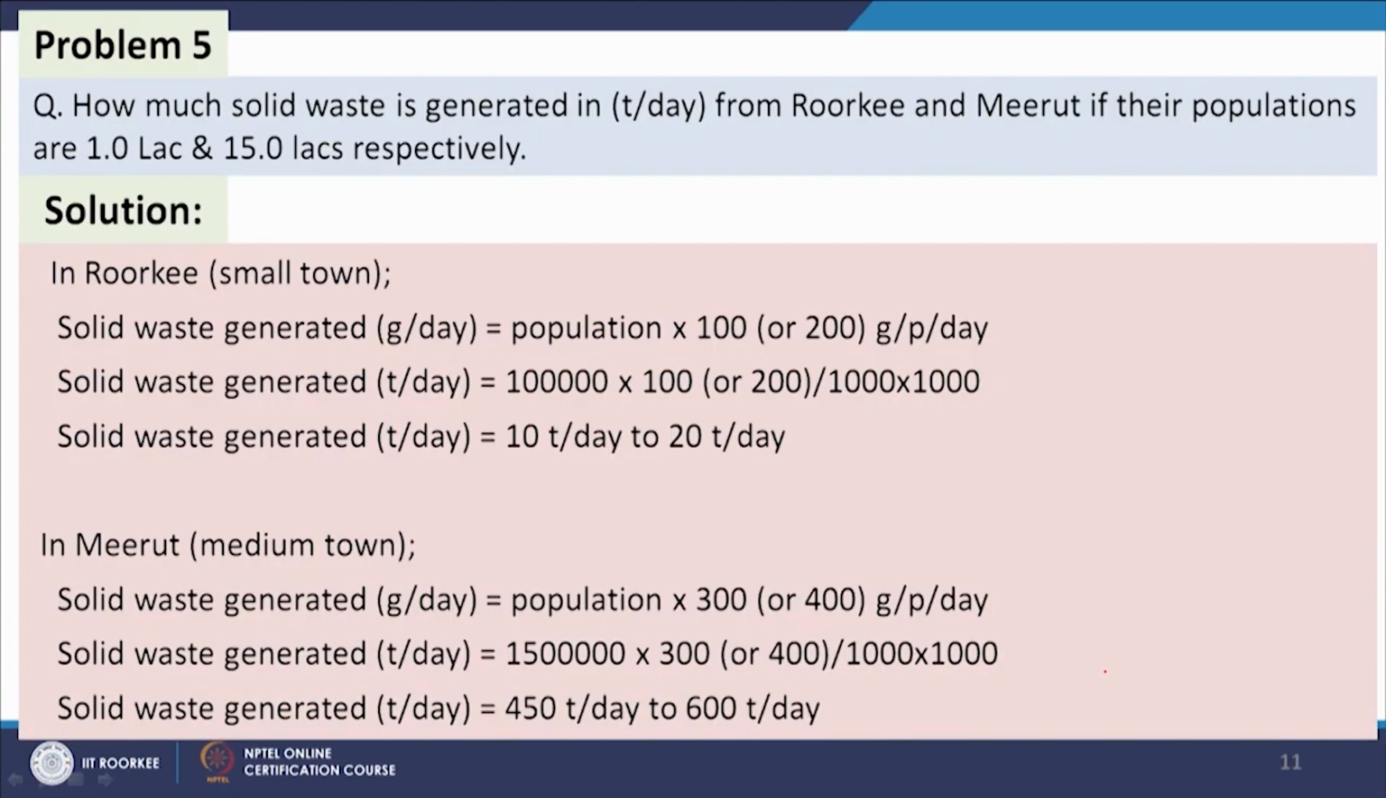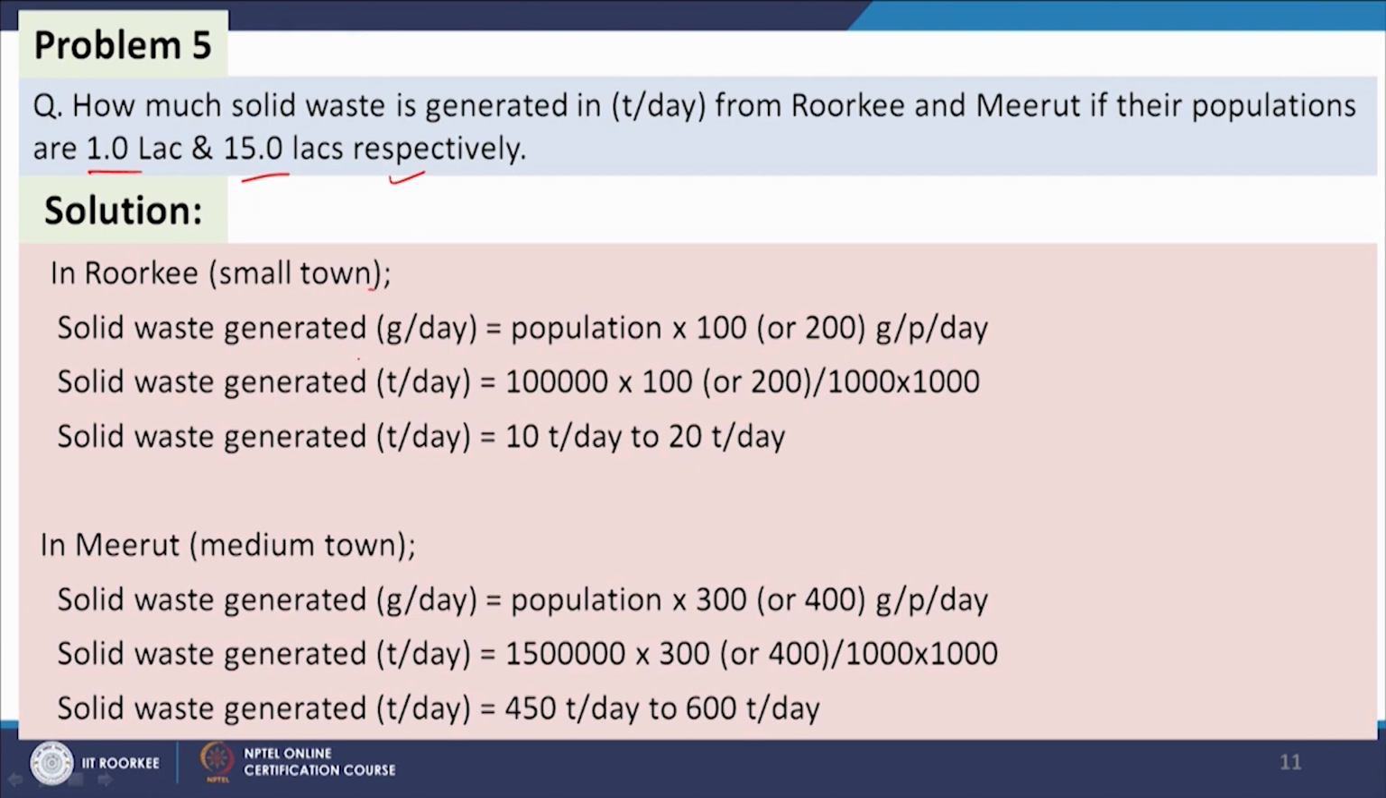So, now we will come to the next problem. Problem number 5, the statement is how much solid waste is generated in ton per day from Roorkee and Meerut if their populations are 1 lakh and 15 lakhs respectively. So, this problem is based on the per capita solid waste generation capacity. So, Roorkee 1 lakh and this is 15 lakhs Meerut. So, if we compare, one is a small city, another is a medium town, as we have discussed in the previous class. So, here we are getting the small town Roorkee.